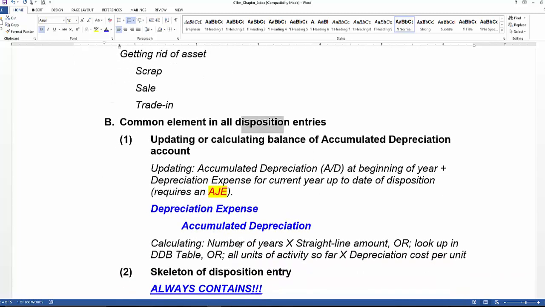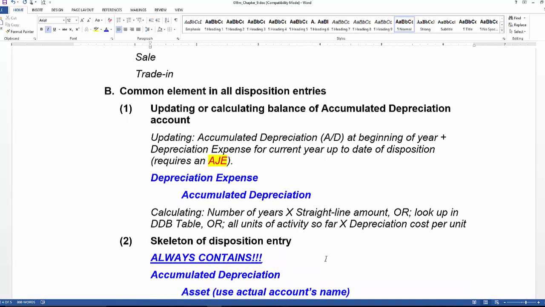And several ways you can do it. You can take number of years times your straight line amount, so 3.5 years or 2.25 years or whatever it is, or you can look it up in a DDB table, or you can do all your units of activity so far times the depreciation per unit, or whatever's needed to get the accumulated depreciation as of the date of disposition.